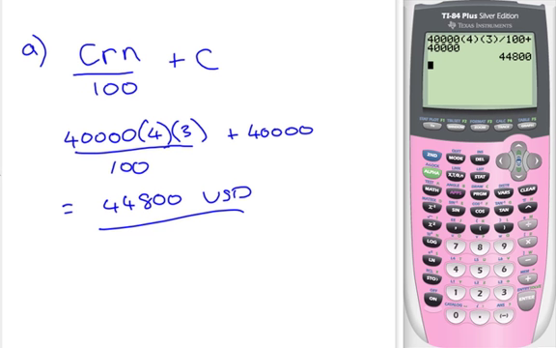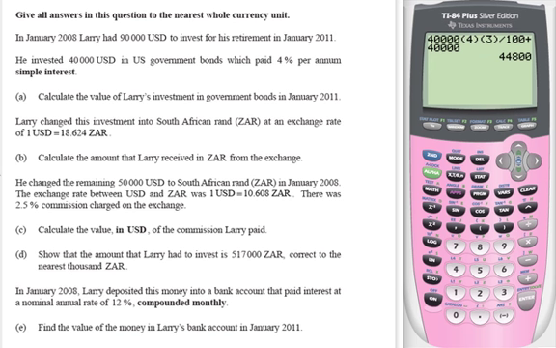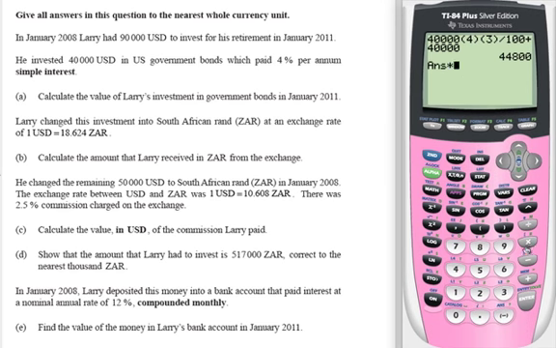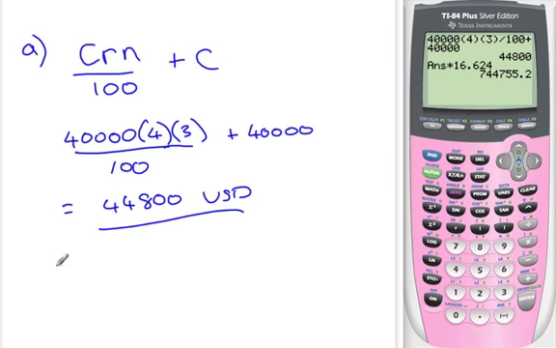All right, and then on to part B. He wants to change it into South African Rand. The exchange rate is $1 equals 18.624 South African Rand. So we're going to get our answer and we're going to times it by 16.624. Okay, that's going to give us the amount of Rand that we need. So write down all of this.